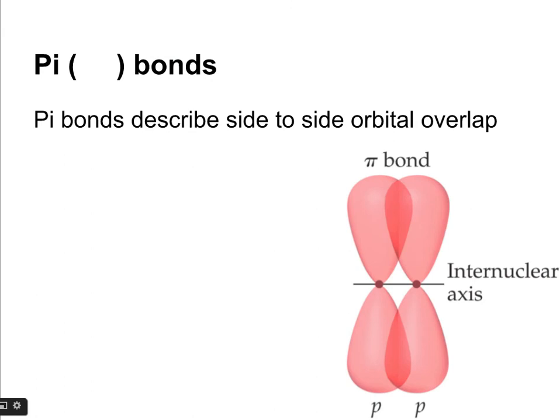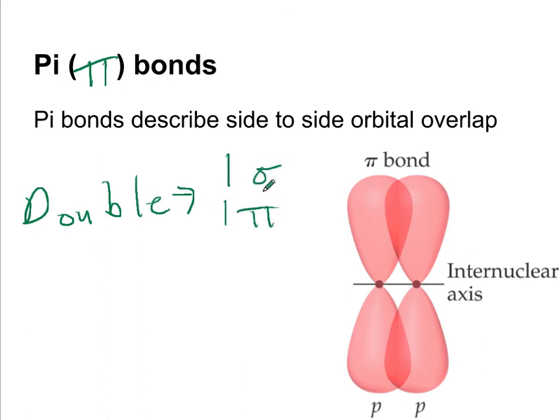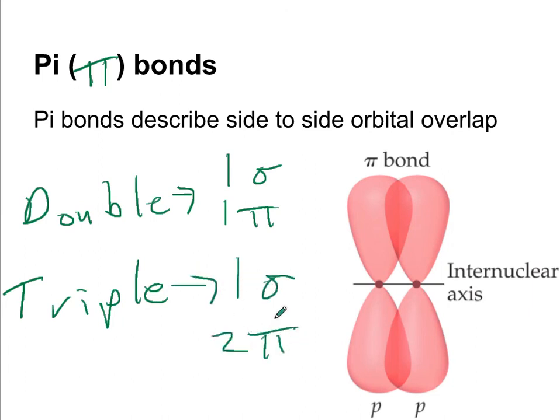Pi bonds describe side-to-side orbital overlap. So the sides of 2 p orbitals or sp hybrid orbitals are going to overlap. So both of these overlaps are forming one pi bond. Double bonds consist of 1 sigma and 1 pi bond. Triple bonds consist of 1 sigma and 2 pi bonds.